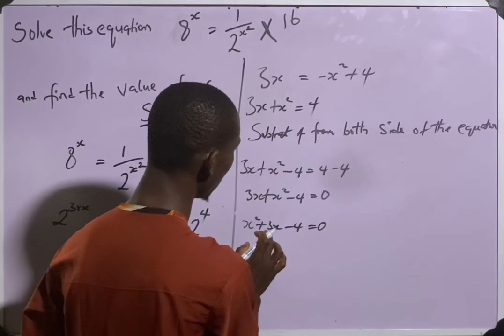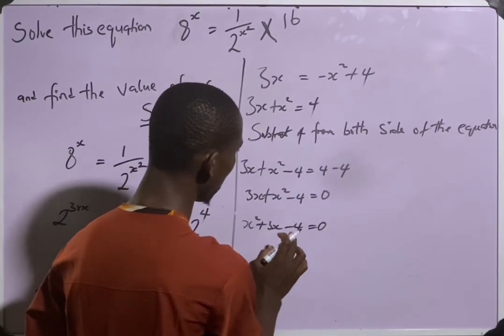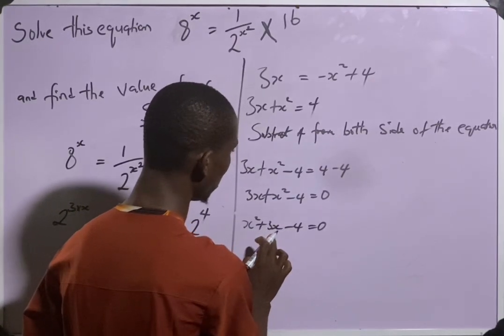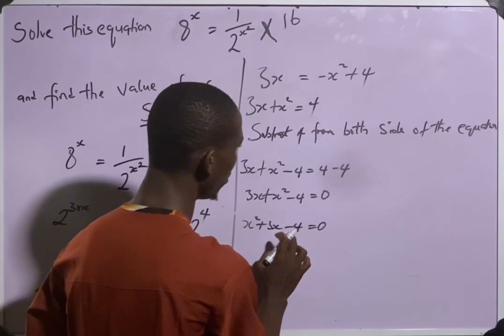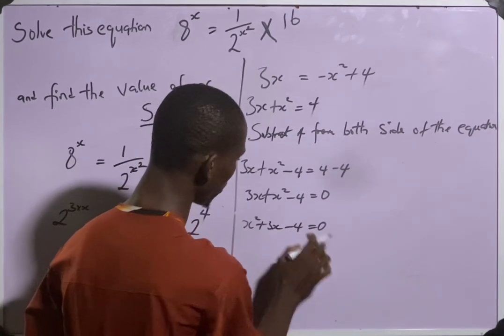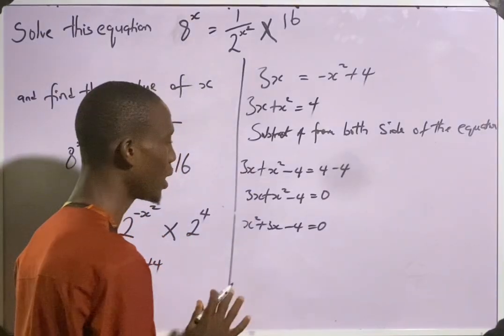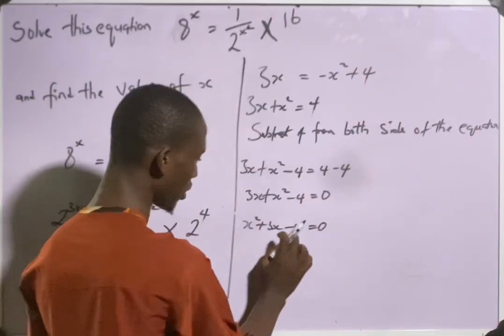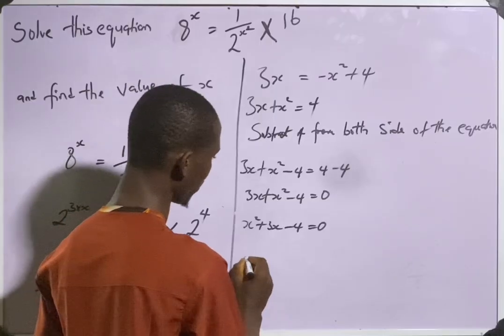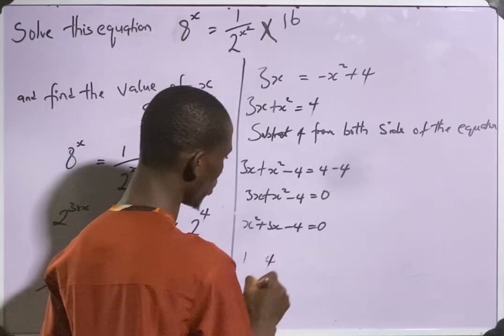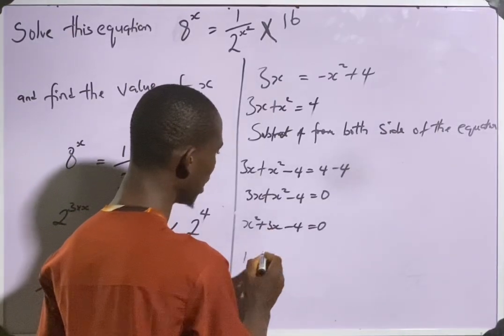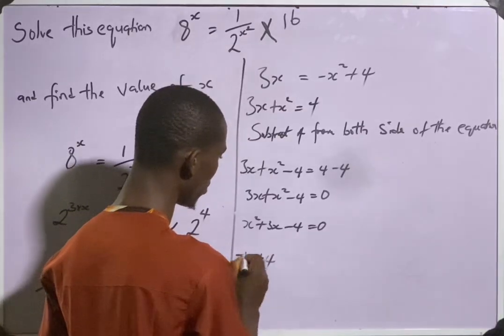What two numbers can give us plus 3 when being added, but when being multiplied will give us minus 4? So these two numbers are 1 and 4. So how can we manipulate 1 and 4 to give us plus 3 and minus 4? When we add 1 and 4, how can we add them to give us plus 3?